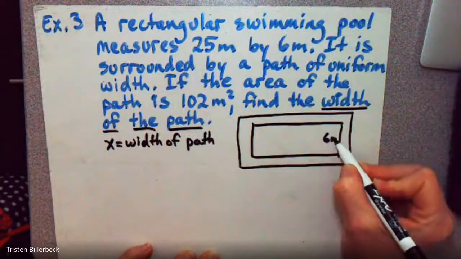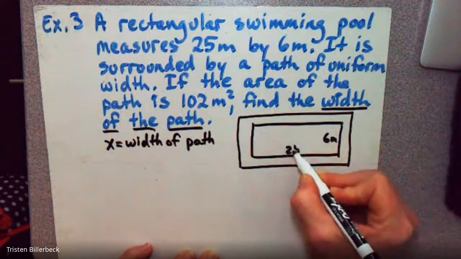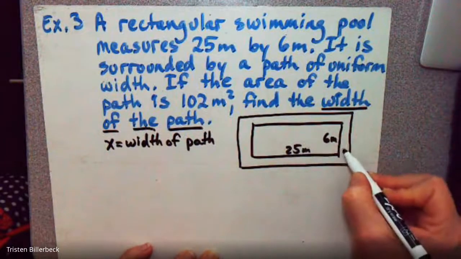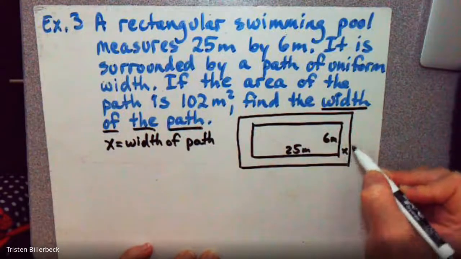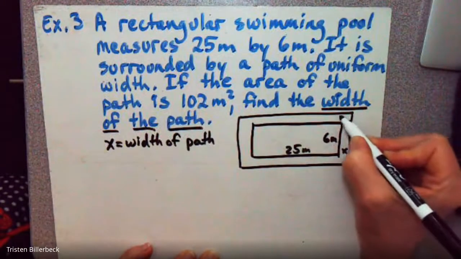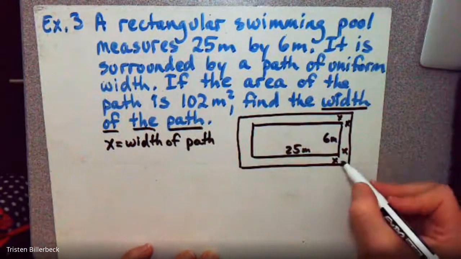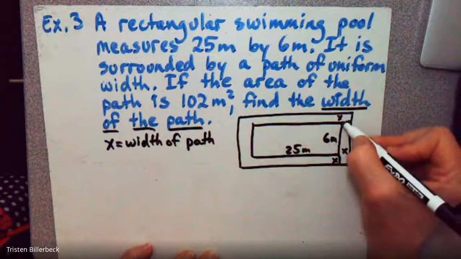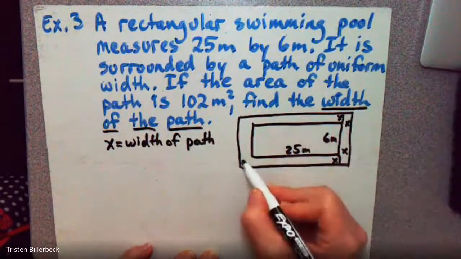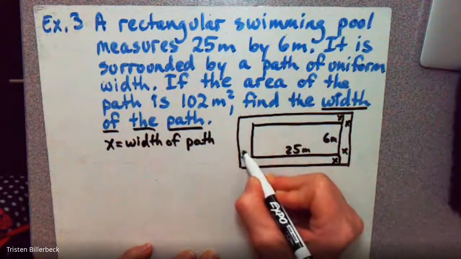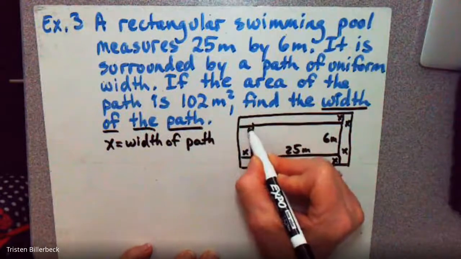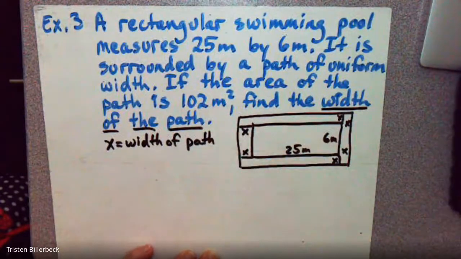So this is 6m. This is 25m. This is x right here, this distance here. This is x. This is also x. This is also x. Okay, this little distance here, this little distance here. So this little distance here is x, and this little distance here is x. So you see why that could cause a problem.